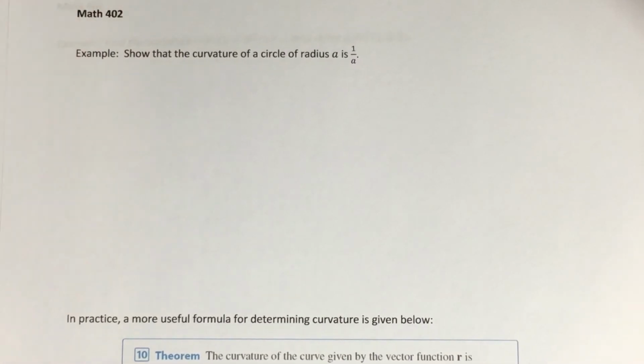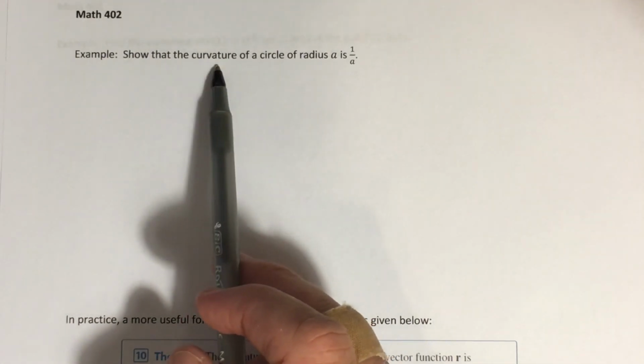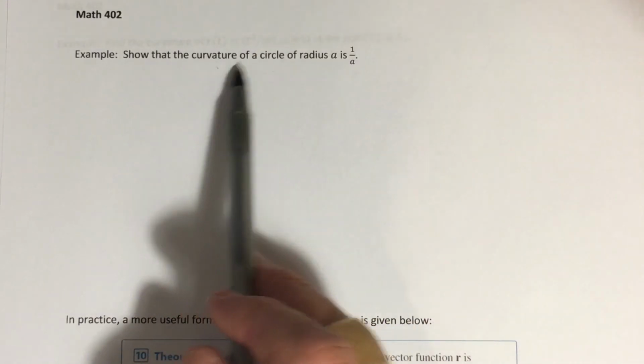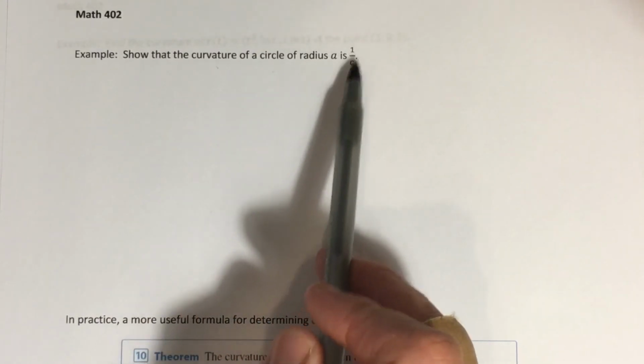All right. So this example here is one that appears in your book, and we're going to go through it because it's an important relationship between curvature and circles. It says: show that the curvature of a circle of radius a is 1 over a.